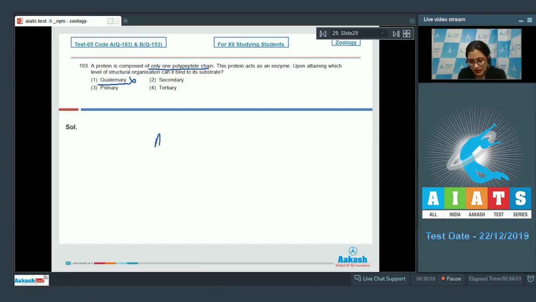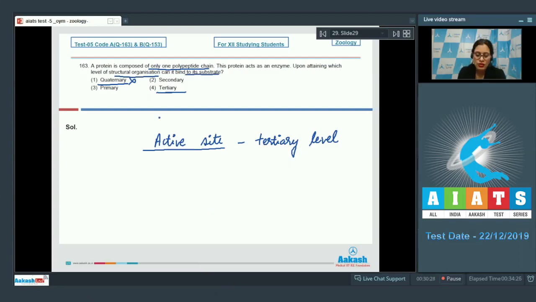Now active site is formed by folding of protein chain at tertiary level. And it is this level of structural organization where this protein can bind to its substrate. So the correct answer to this question is option number 4, tertiary. Whereas primary and secondary level of organization cannot be a correct answer, because the level of organization which is necessary for biological activities of most of the proteins is tertiary level. So the correct answer to this question is option number 4. Let's discuss our next question.